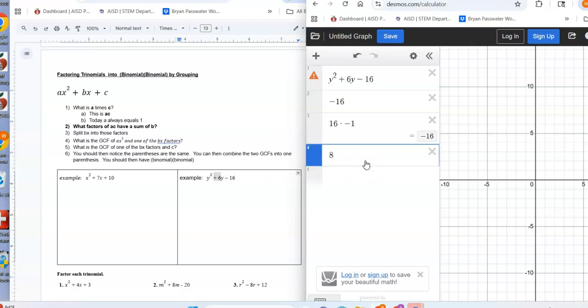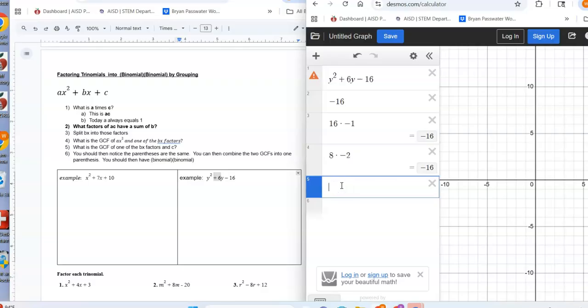All right, what are other factors of 16? I got 8 and 2. Now, if I make the 8 negative and add these two numbers together, I get negative 6. I don't want negative 6, I want positive 6. So if I make the 2 negative, it is now 8 times negative 2, which creates negative 16. And if you add those two numbers together, you get 6. So that's actually the two factors I want.